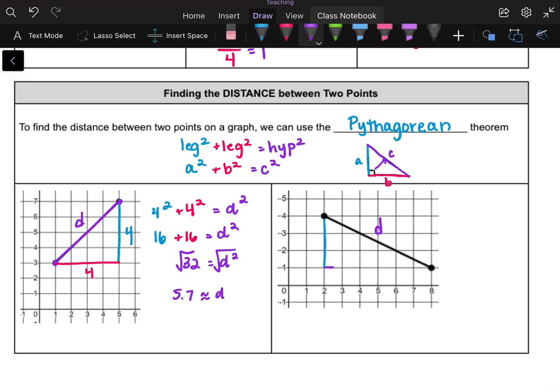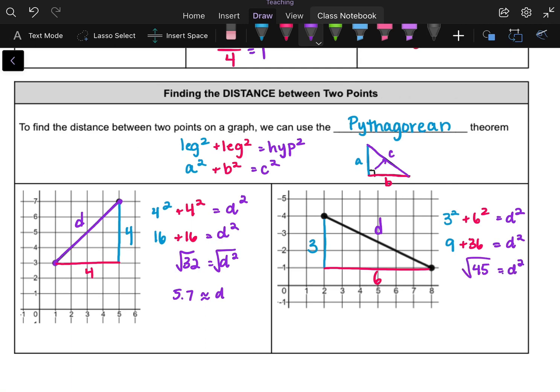Again, we want to drop our Y down, go across with our X to find our legs. So we'll get 3 and 6. So when we set up Pythagorean theorem, we'll have 3 squared plus 6 squared equals D squared. So 3 squared is 9, plus 6 squared is 36, all equal to d squared. Simplifying that, we'll have 45 equals d squared.